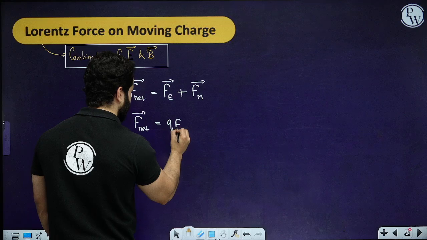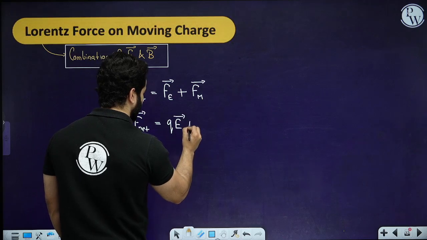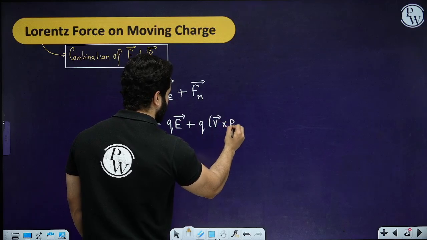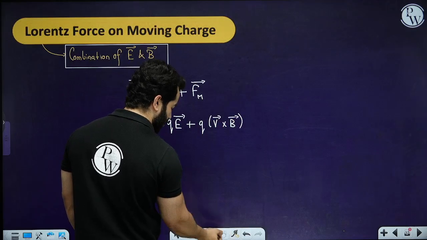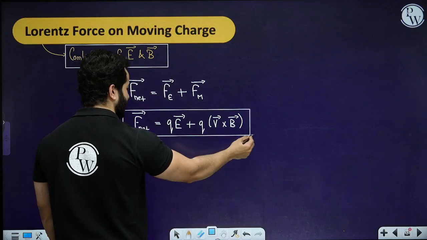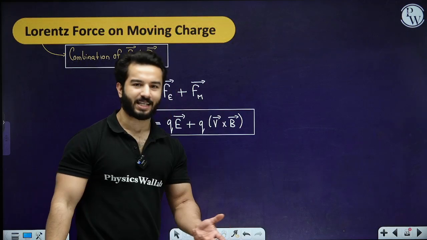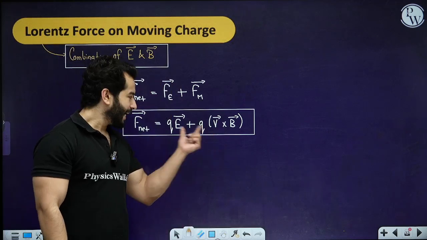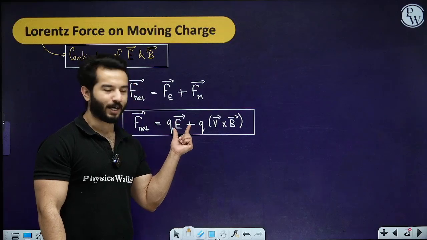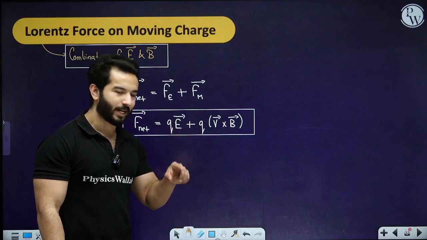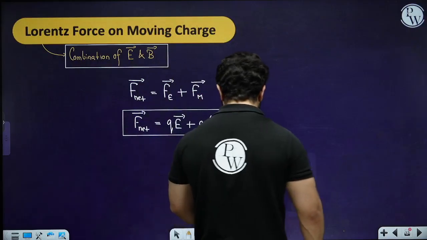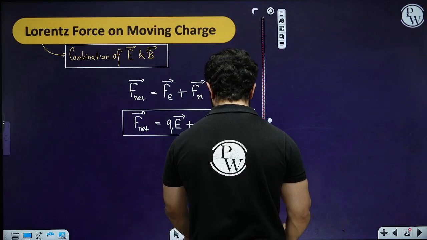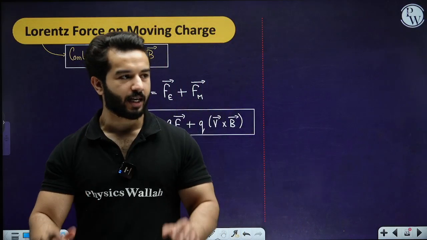So the net force will be qE plus qV cross B. Now you can have different cases over here. I am not going to explain all the different cases. If a charged particle is at rest, there is no magnetic force. Electrostatic force will still be applicable. If a charged particle is moving, let me write one or two cases for you so that you can have a good idea.